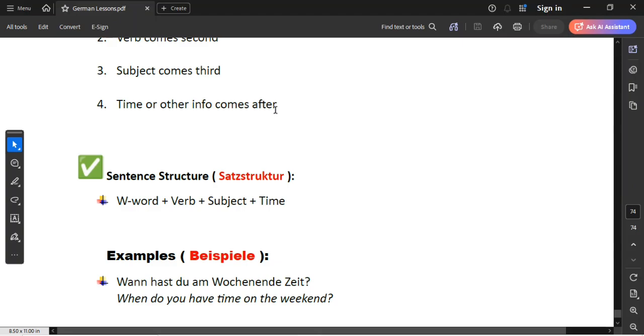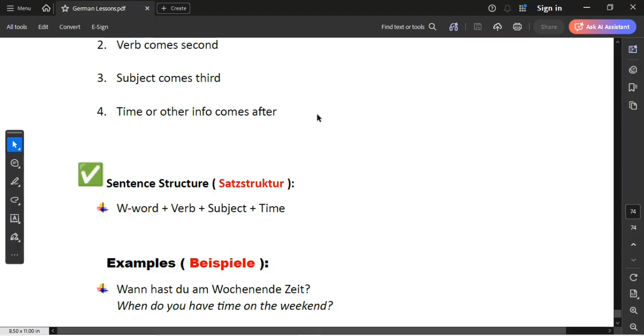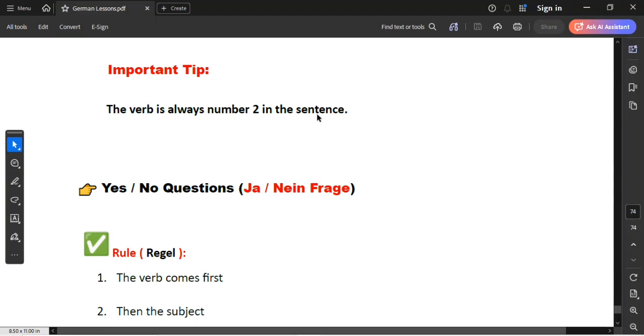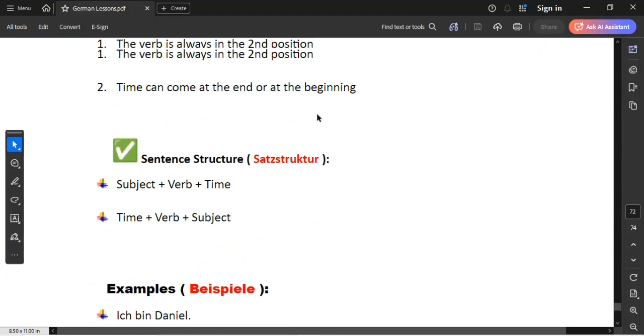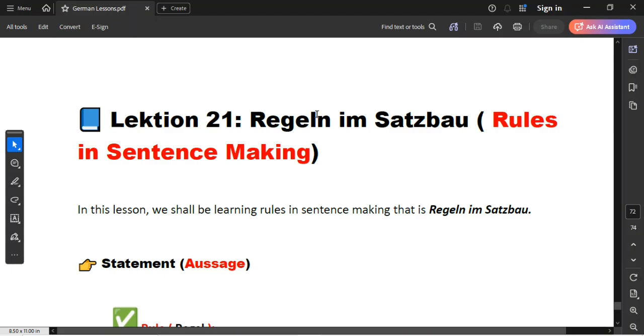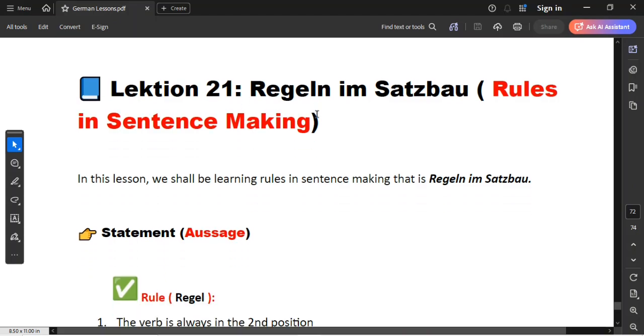Now, having done that, that marks the end of today's lesson. Remember, today we were looking at rules in sentence making, and it's my hope that you have grasped something in today's lesson.